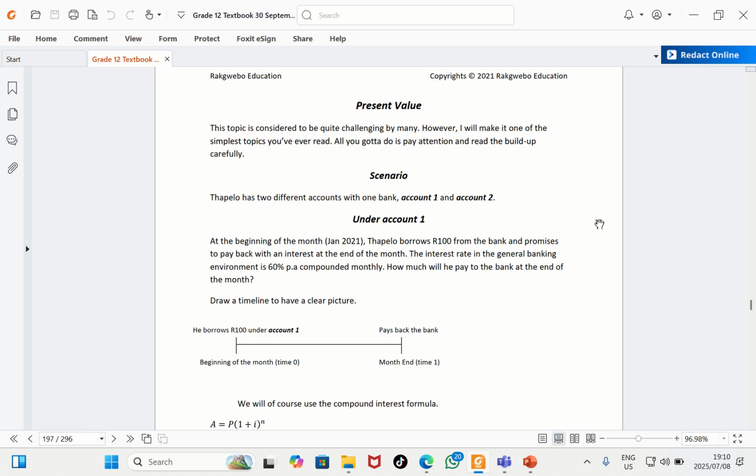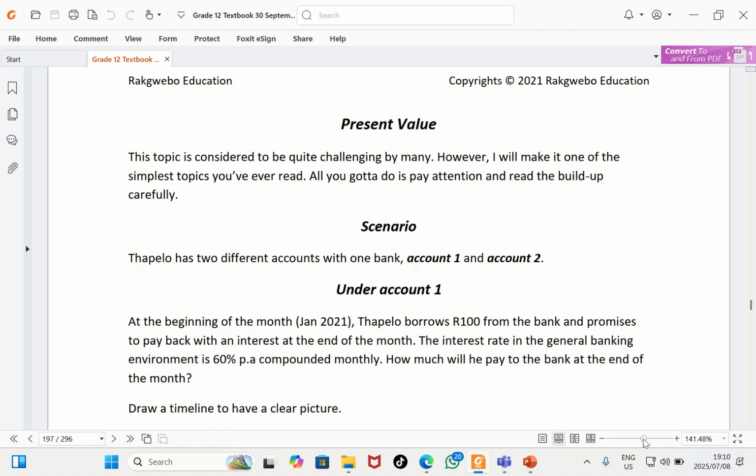Present value. Last week we covered future values. Today we're doing present values. So I'm gonna use the textbook, like I said, to explain. A present value is essentially a formula used to calculate or deal with loans. Okay, so that's essentially that.